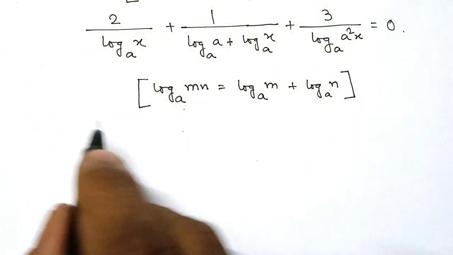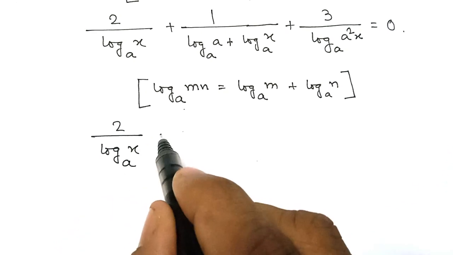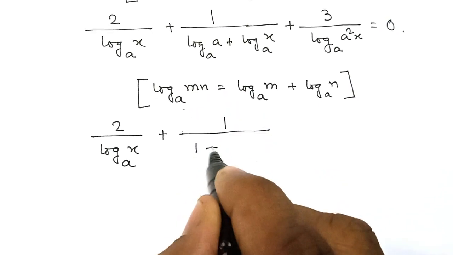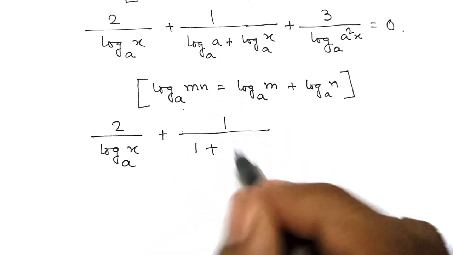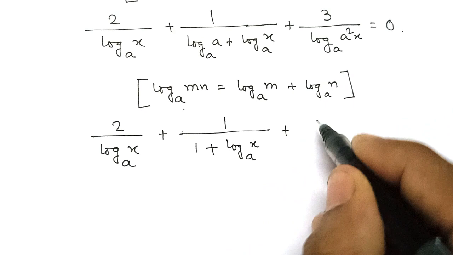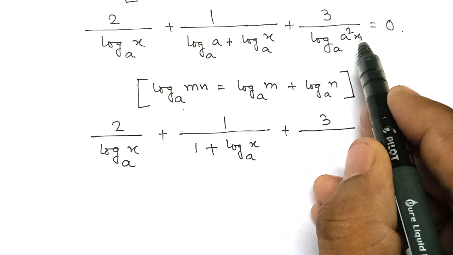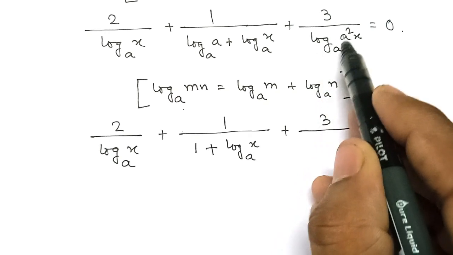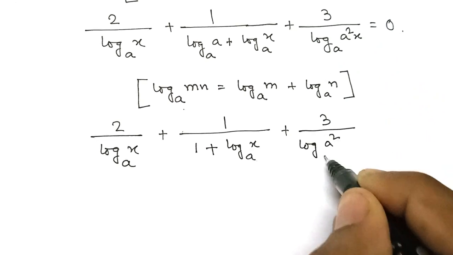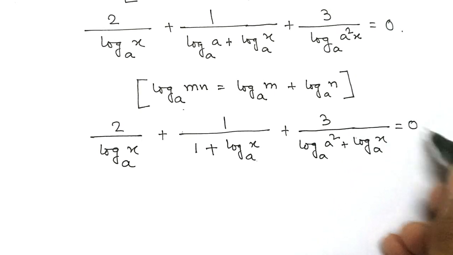Now we can further simplify this equation as 2 divided by log x to the base a plus, here log of a to the base a, we can write it as 1 because the number and the base are the same, and log x will remain log x to the base a, plus this we can write as 3 divided by log of a square x, there is a multiplication, so we can write log of a square to the base a plus log of x to the base a is equal to 0.